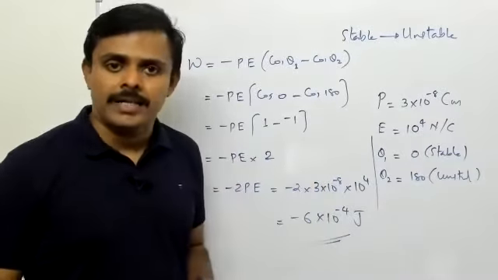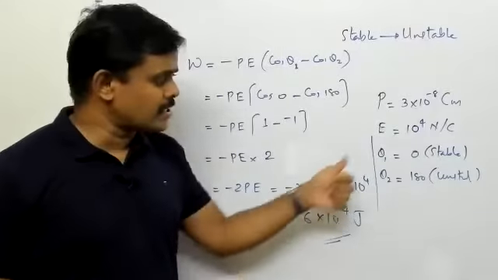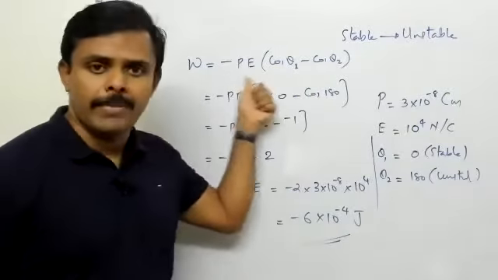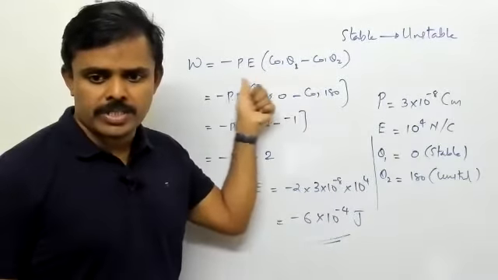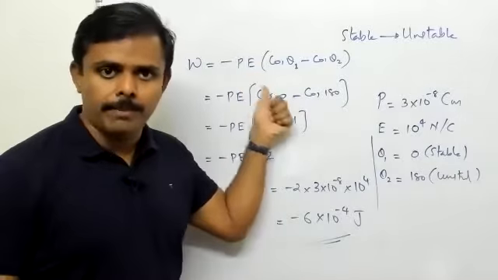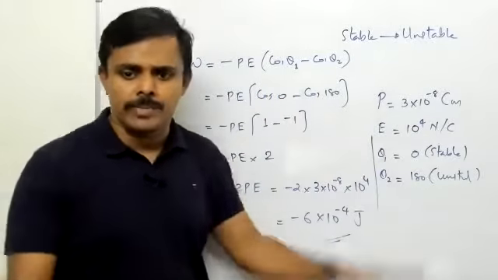The same question comes in magnetism and matter also. There, instead of PE, you will be using MB. The stable, unstable, everything will be there.